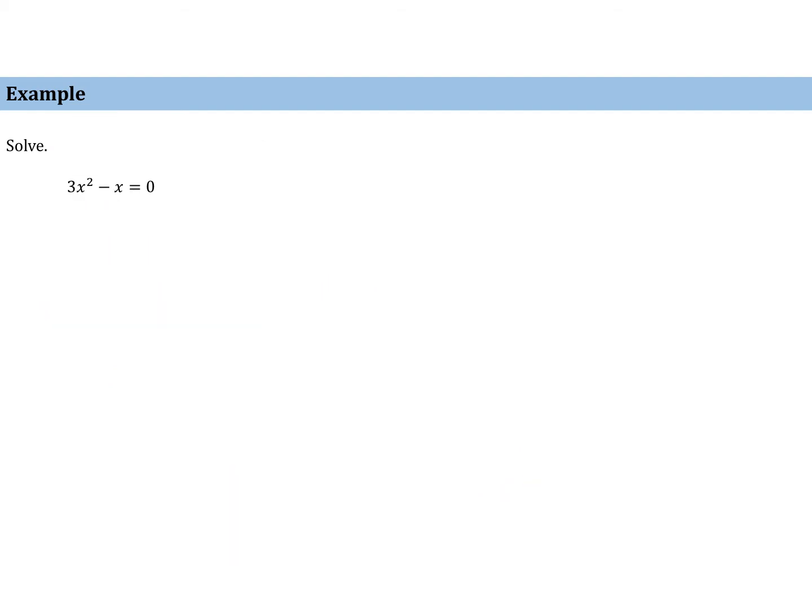Now let's look at our next example. We have 3x squared minus x equals 0. Again, this is quadratic, and the right-hand side is equal to 0. So let's try to factor. Again, our first steps of factoring are it's in descending order, and then look to see if there's a greatest common factor. So between these two terms, we have an x that is common to both. So let's factor it out. So we are just applying the distributive property in reverse.